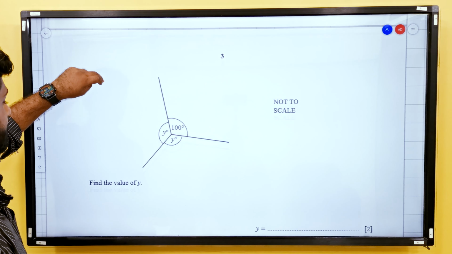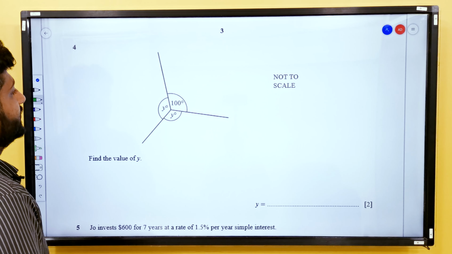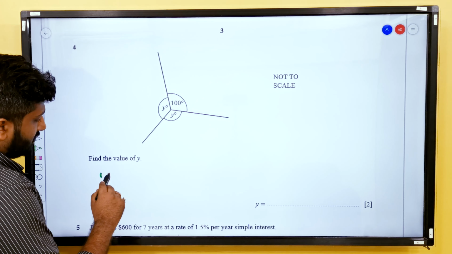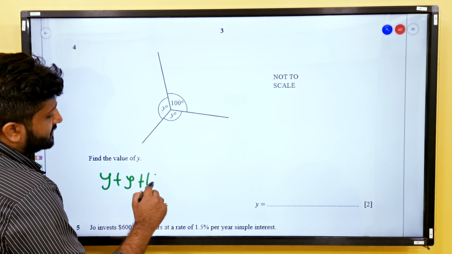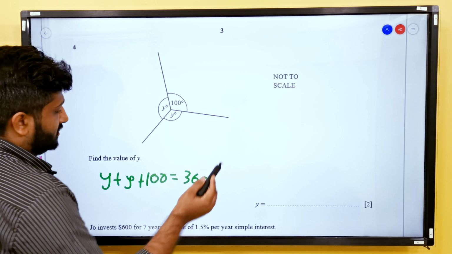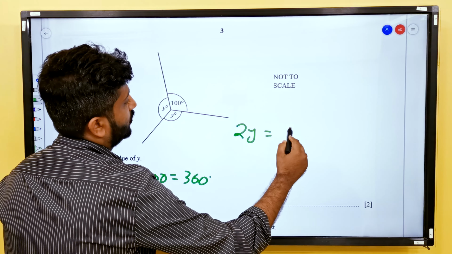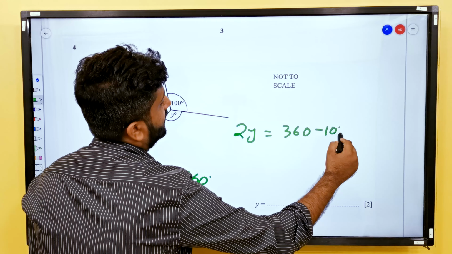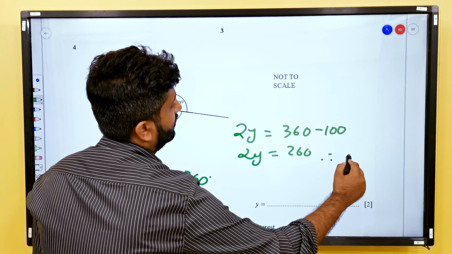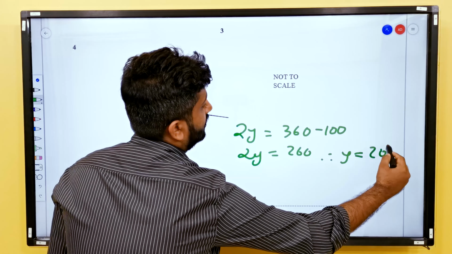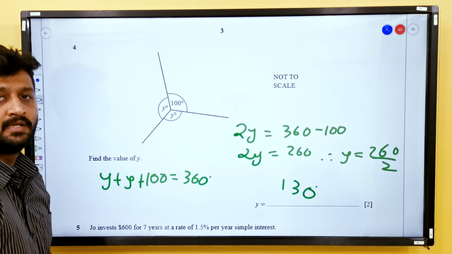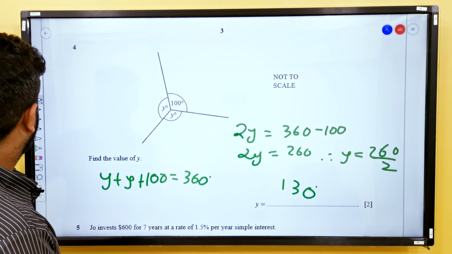Next, find the value of y. As you can see, this forms a complete circle. Thus, y plus 100 should be equal to 360 degrees. So I can write it as 2y is equal to 360 minus 100. 2y is equal to 260. Therefore, y is going to be 260 upon 2, which is 130 degrees. Next question.